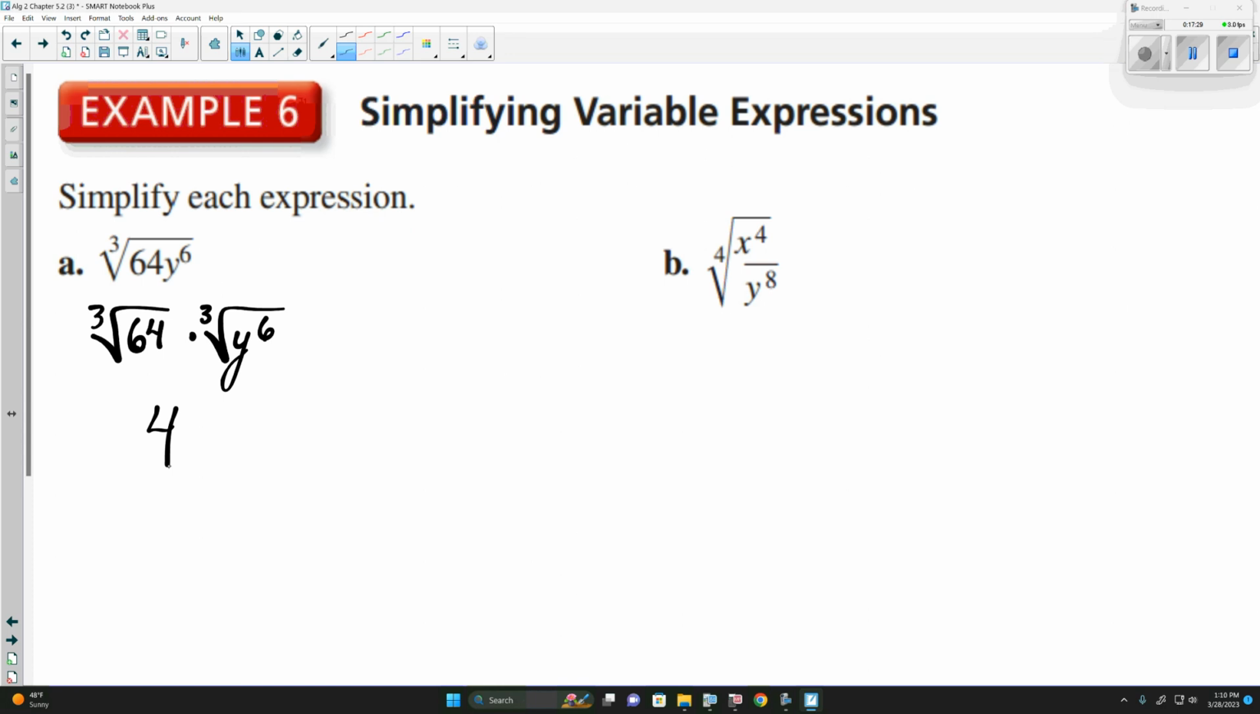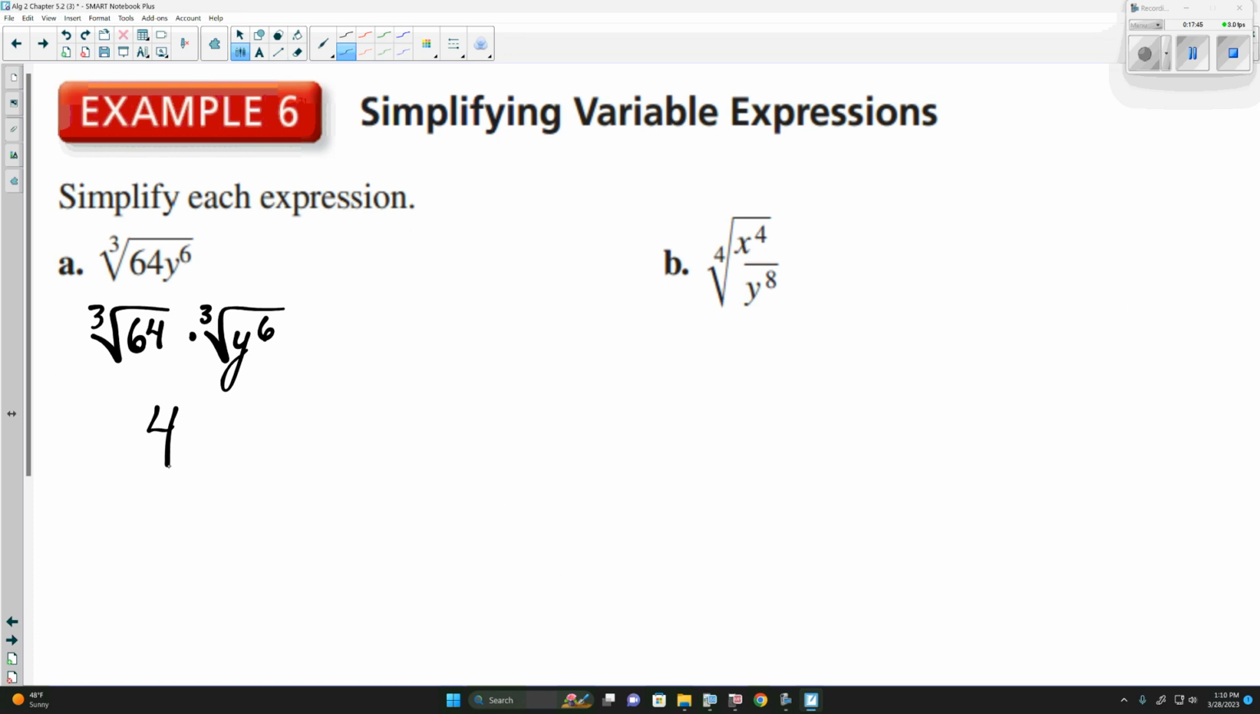Now, the cubed root of y to the 6th would be what? It would be y squared, because we're talking about taking groups of 3 out. How many groups of 3 can we take out of y to the 6th? 2. So we have y squared.